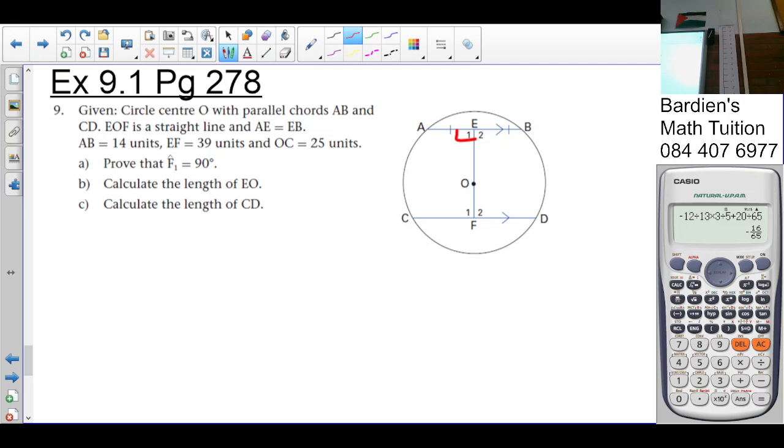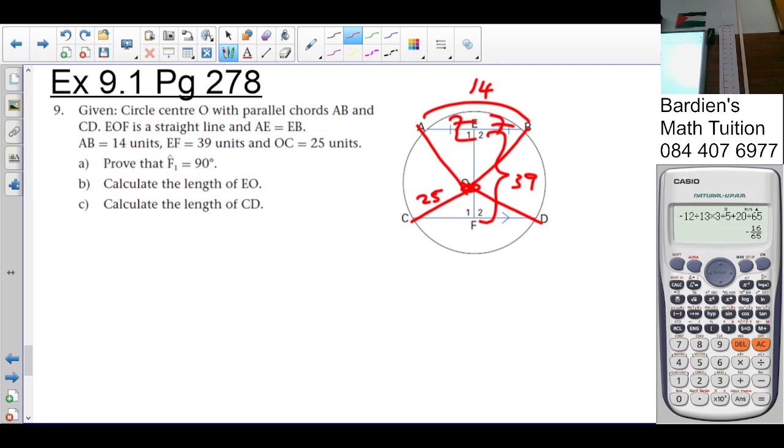Then we are told that AB is 14, so that is 14. So 7, 7 if needed. Okay. EF is 39. So from there to there is 39. Then we are told that OC is 25. What is also OC? OC is your radius. So that is your radius, that is your radius, that's your radius. So all these lengths from center to circumference is going to be your radius.